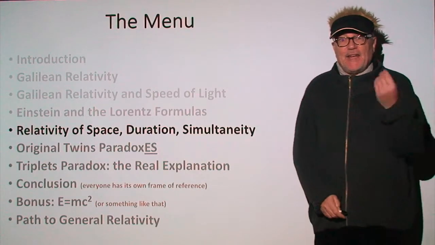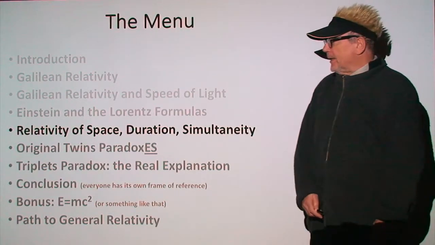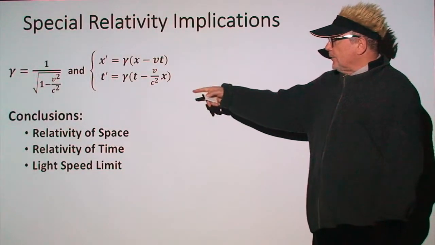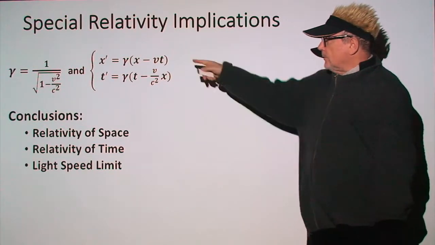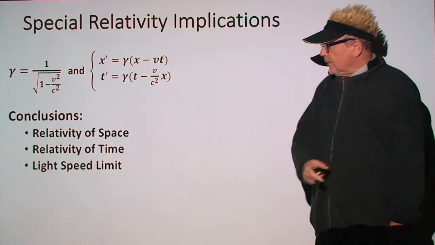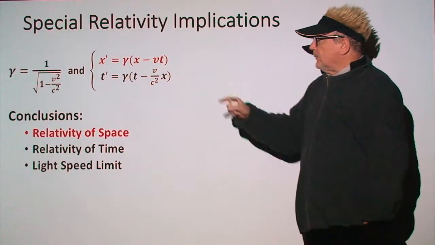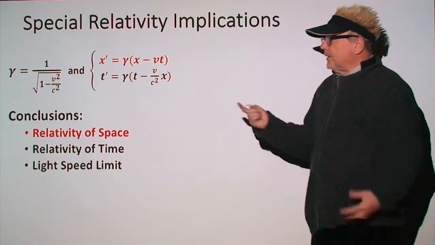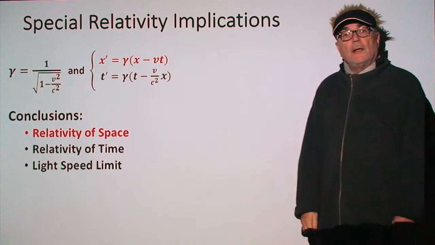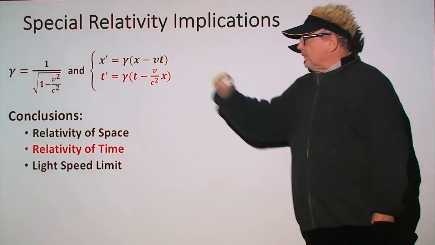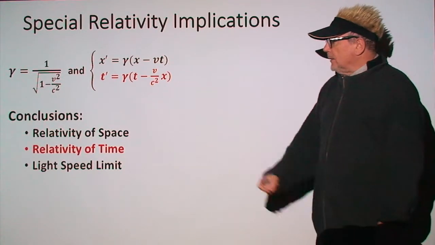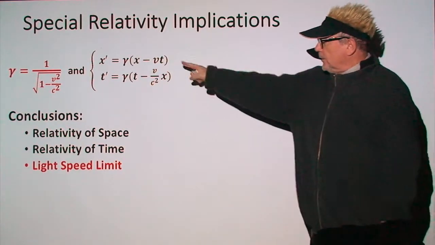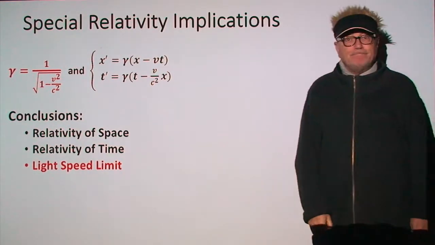Okay, now let's see the implications of the Lorentz formulas. We've seen that the conclusions we can draw from those equations were threefold. First, there was relativity of space, because depending on where you measure distances from, you get different results, based on these values here. Same thing for time, using this particular equation here. And finally, there is a speed limit, apparently, due to the gamma factor here that we're going to use in the equations of special relativity.